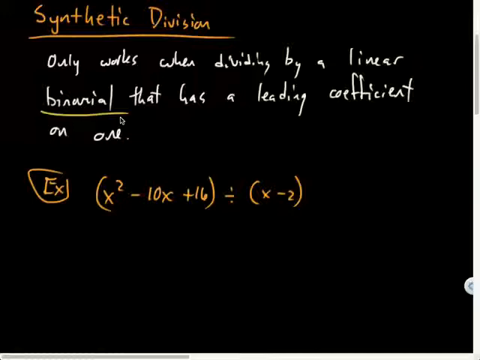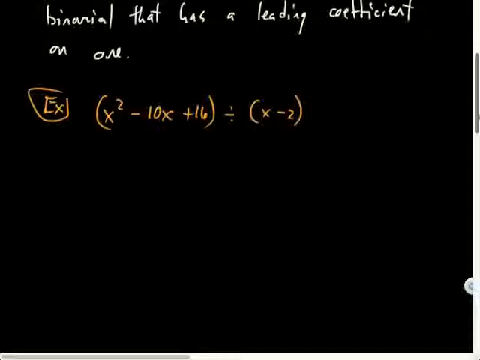Is it a binomial? What does binomial mean? Two terms. All right, so I've got 2 terms here. So it's a binomial. And is its leading coefficient 1? Where's the leading coefficient, in fact? In front of the x, and there's an invisible 1 there. So this appears to meet all of my requirements for synthetic division. So here we go. Check this out.